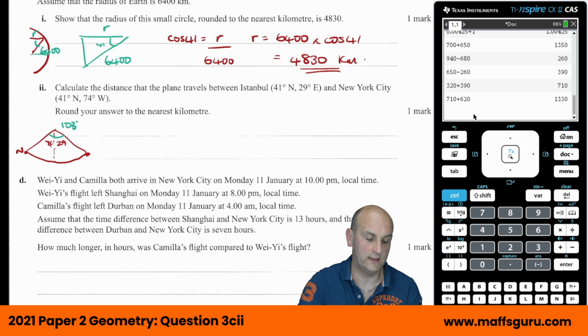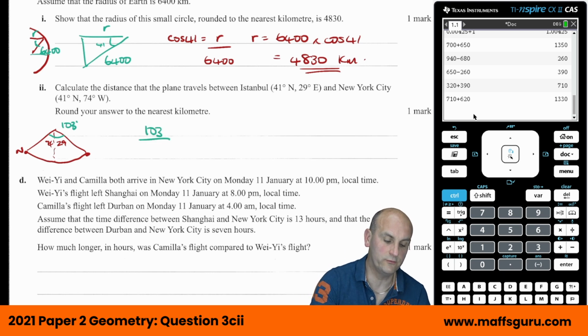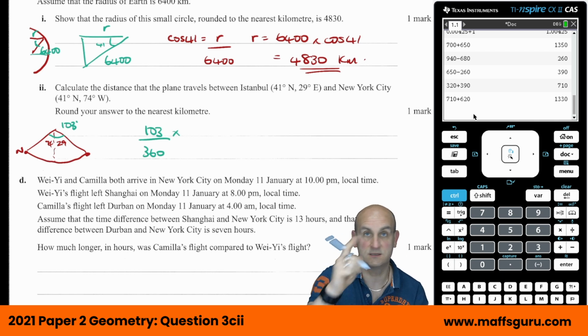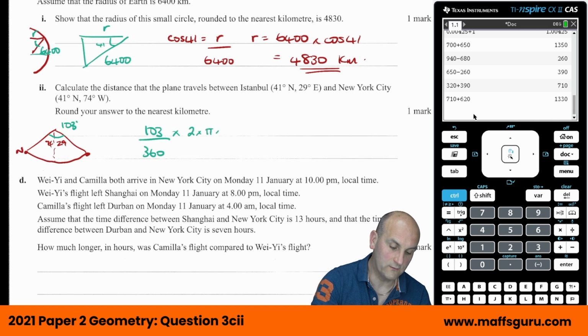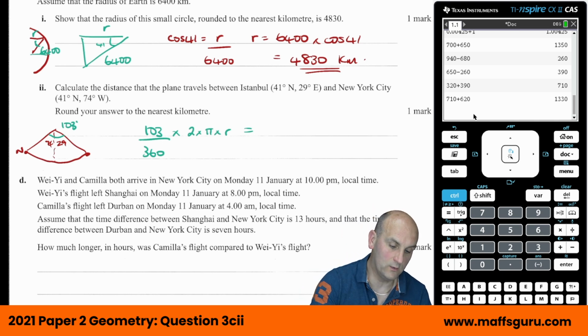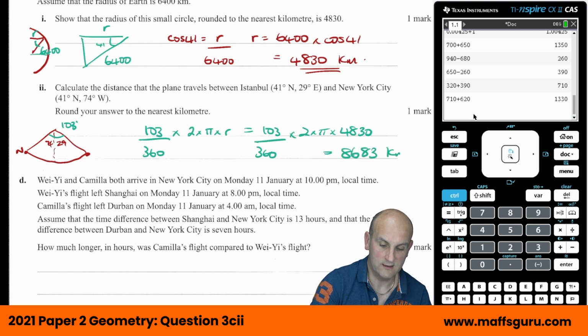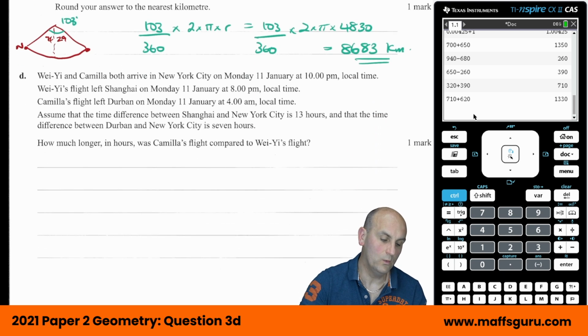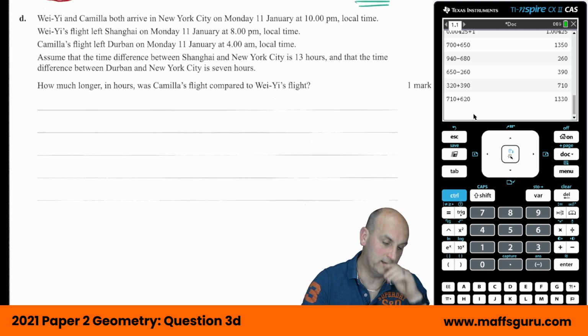So how do I find the arc length? Well, I take the fraction of the circle, 103 degrees divided by 360 degrees, and I'm going to times that by the circumference of a circle, which is 2 times pi times the radius. Well, I've already worked out the radius from a previous question. So when I did 103 divided by 360 times 2 times pi times 4830, it gave me the value of 8683 kilometers.